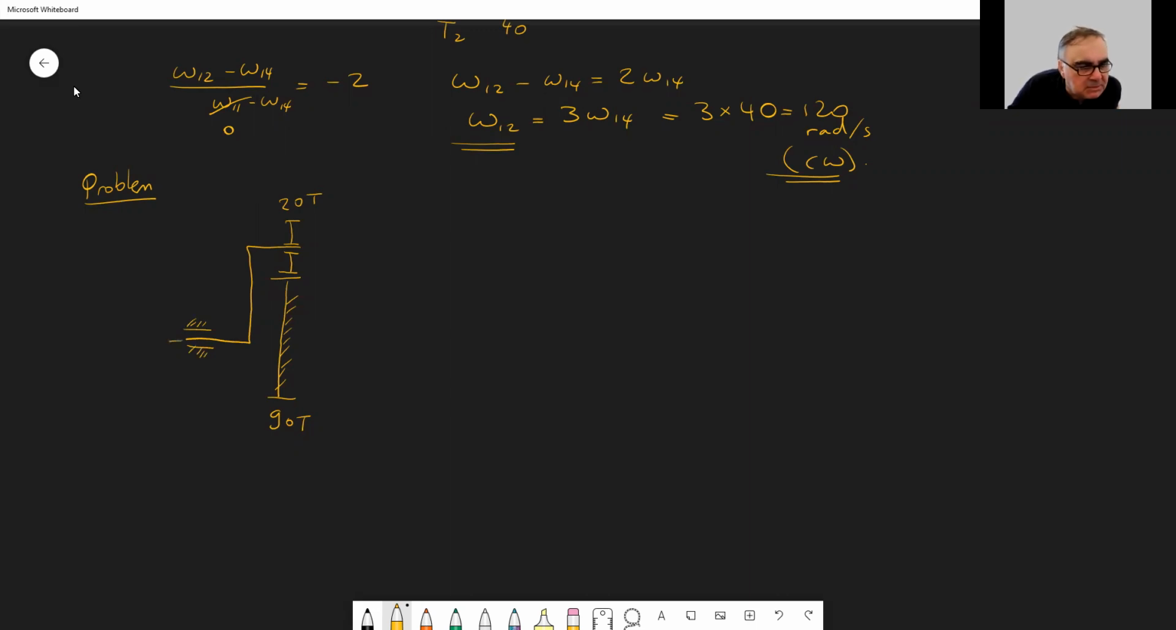So this arm is the input. It goes around, and this planet gear is again a planet to another gear. And that gear is another sun gear, and it rotates like this, and this is the output shaft.